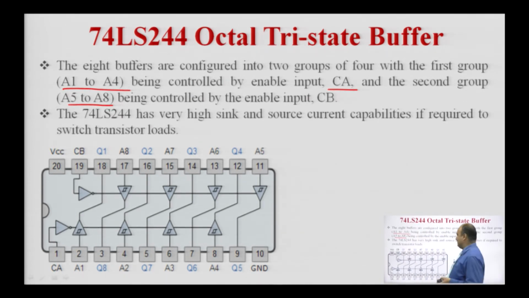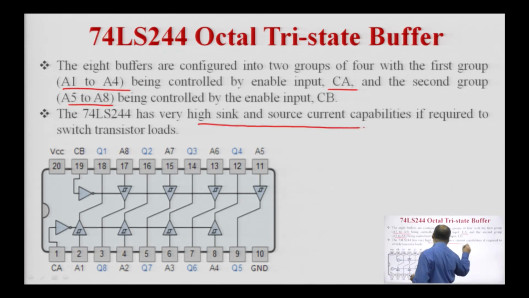Same here, when we apply the appropriate logic on this enable input, the buffer passes the information from input to output. If the appropriate logic is not applied, it will always give the output in the high impedance state. The 74LS244 has very high sink and source current capability if required to switch a transistor load. If you want to connect a transistor load with the microprocessor, we always use the tri-state buffer.